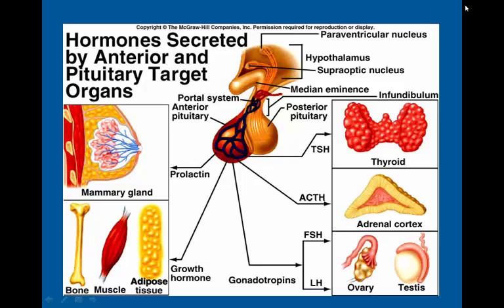ACTH goes to the adrenal cortex, and TSH goes to the thyroid gland. Some of these hormones have SH at the end of them, which means stimulating hormone. So TSH is thyroid stimulating hormone. FSH is follicle stimulating hormone, referring to the follicles of the ovaries and certain cells of the testes.